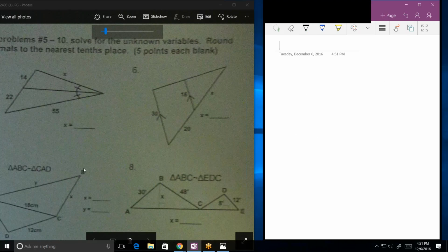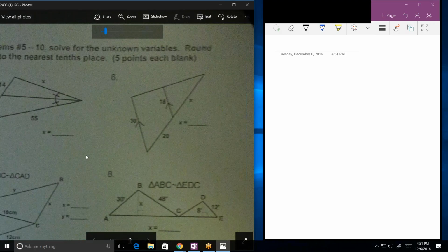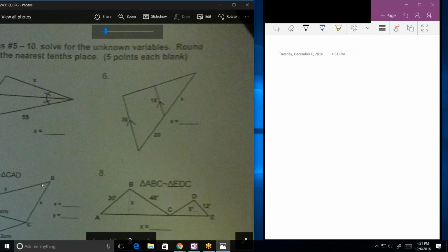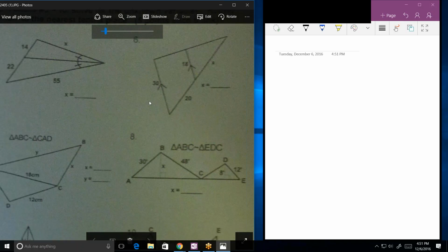Okay. Now let's look at 7, right? Yeah. ABC is similar to CA. One second. Number 6 is the first time we've encountered the situation where we had the variable on both sides of the ratio equation. So 6 was definitely a degree up in difficulty.